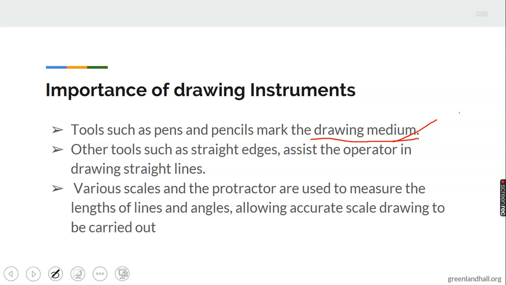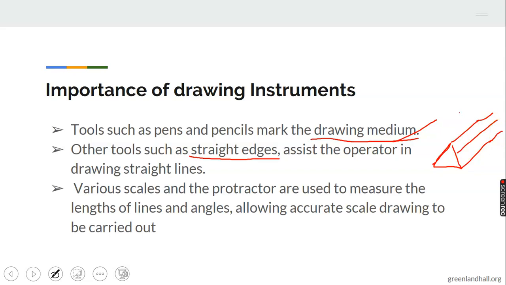So by the time you have drawn the medium out using your pencil, you can now go ahead to perfect your drawing. Then other tools such as straight edges assist the operator in drawing straight lines. I showed you a straight edge the other time, looking like a ruler, having a triangular edge like that. Yeah, a straight edge, and there are numbers on it. You'll see it if you go back to the slide.